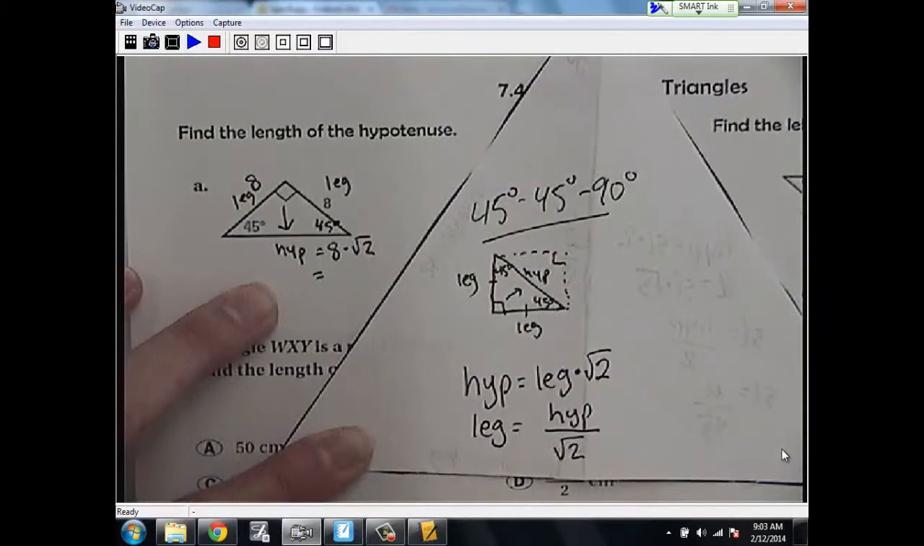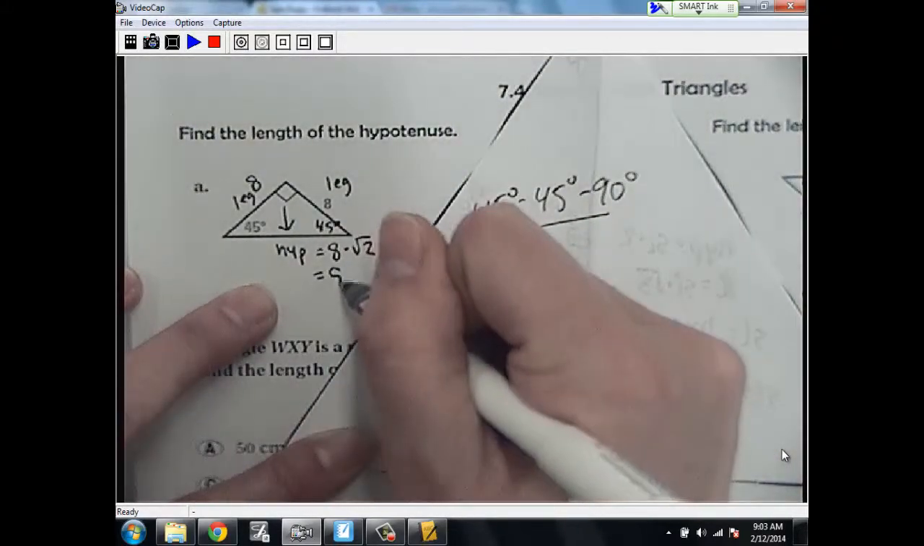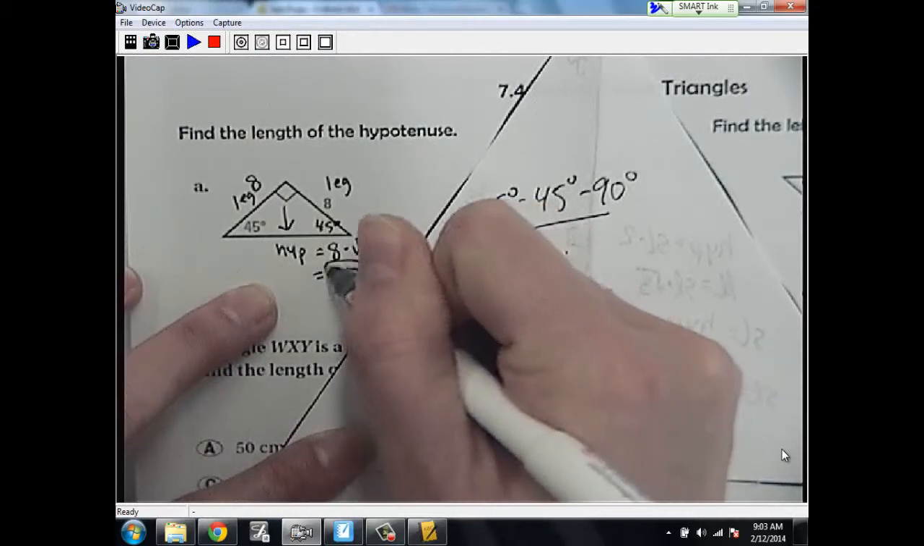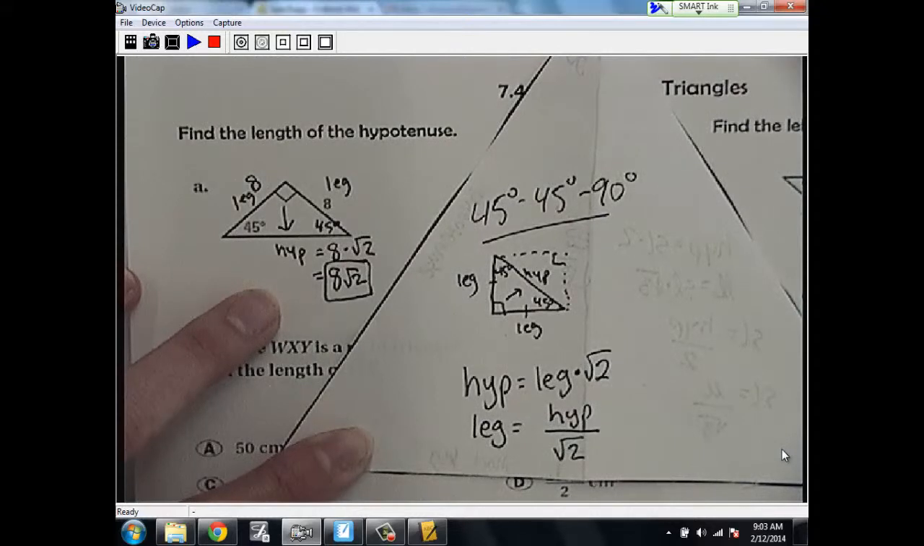And really, we can clean this up. We could have just jumped to the chase. Instead of saying 8 times the square root of 2, we can just smush them together, say 8 square root of 2, because that still means multiply. So we have 8, 8, 8 square root of 2. Soon we'll pick up on a pattern here, and it works every single time.